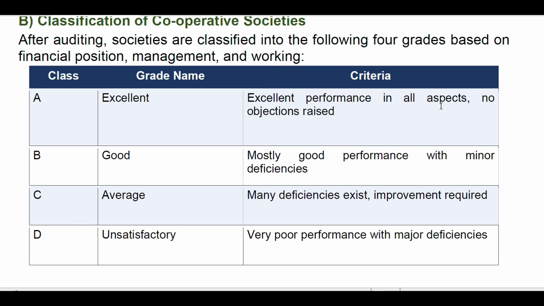Excellent performance in all aspects, no objections raised, and this society is eligible for government grants and all those things. B, the grade name good: mostly good performance with minor deficiencies. Grade C, average: many deficiencies exist, improvement required. D, unsatisfactory: very poor performance with major deficiencies, and financial frauds are there. So this category comes in D.